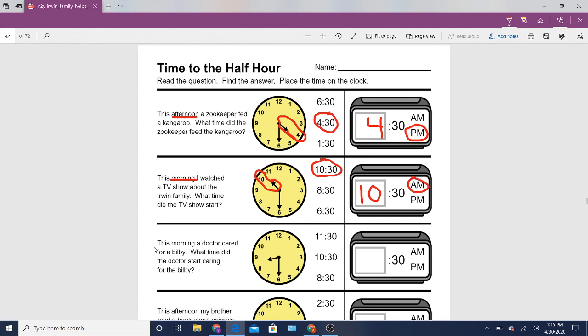The next one says, this morning a doctor cared for a bilby. What time did the doctor start caring for the bilby? So let's go to our clock. Let's follow our short arrow over. It's between the 8 and the 9, so I'm going to go with the first one, which is 8. Our big hand is at the 6, which means 30. So it is 8:30. I'm going to write in my 8. My 30 is already there. I'm going to go back over and look for my keyword, which in this case is morning, and morning means AM.